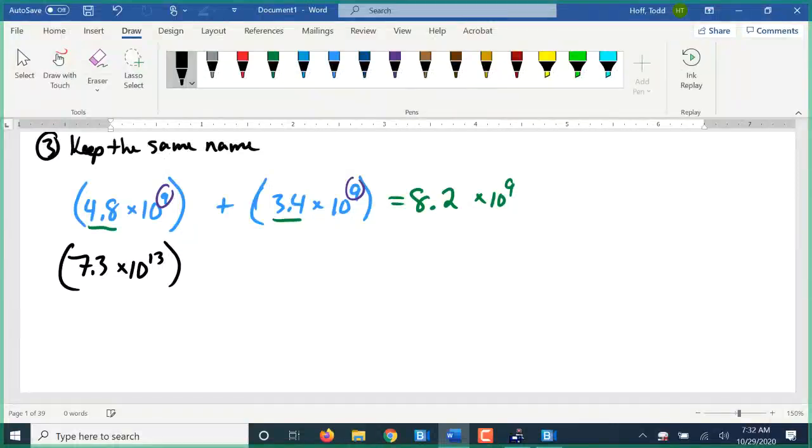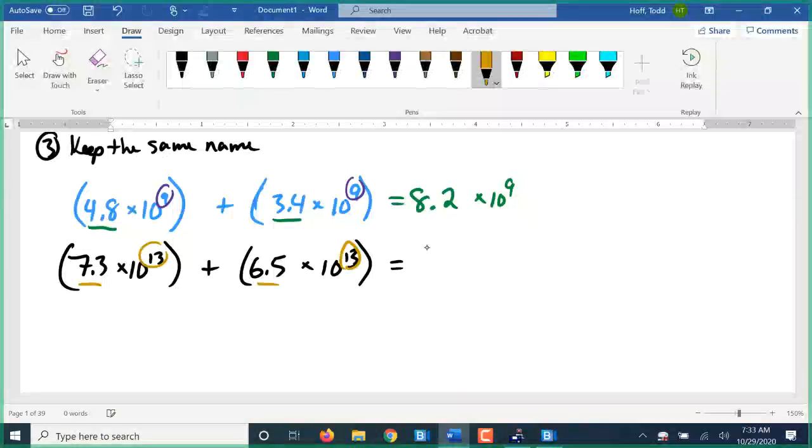Now we might have something like 7.3 times 10 to the 13th plus 6.5 times 10 to the 13th. These have the same name. They are both 10 to the 13th. We're going to combine the counts. 7.3 plus 6.5 is 13.8. Then we keep the same name, times 10 to the 13th.